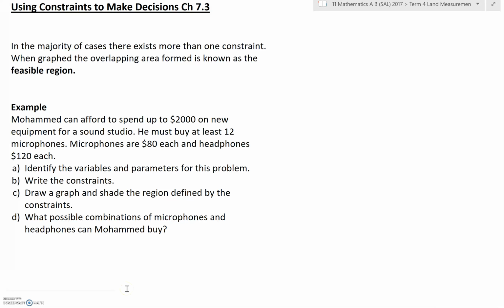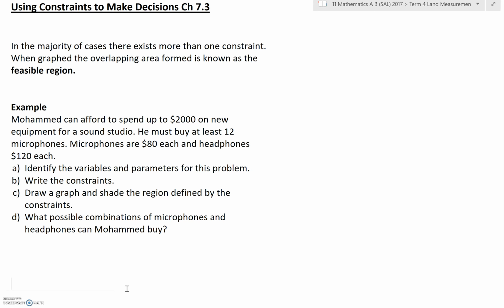Okay, so continuing on with our work on linear programming, we're now going to put all of the things we've learnt together. That's variables, remember, things that change. Parameters, information from the question that doesn't change. And constraints, which is what we learnt last lesson, which is ways that our information limits our possible answers. We're going to put all of those things together to come up with a decision for our problems.